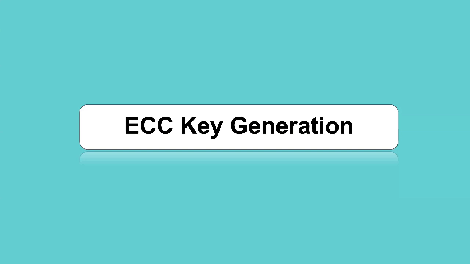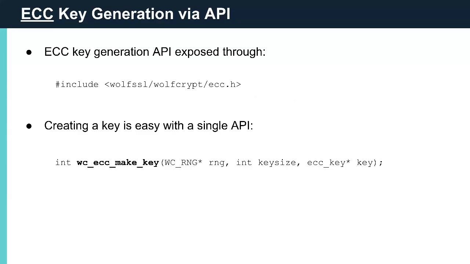So now let's look at ECC key generation. Here you're going to use our ECC.h header again. We have one API just like RSA, but named slightly differently, wc_ecc_make_key, which takes in a key size in bits and a pointer to an ECC key structure and an RNG structure.